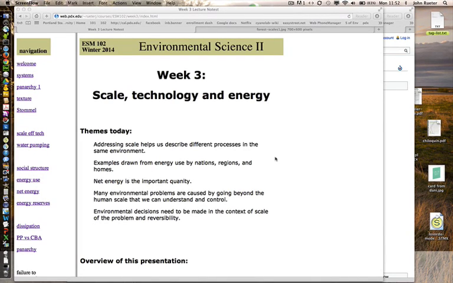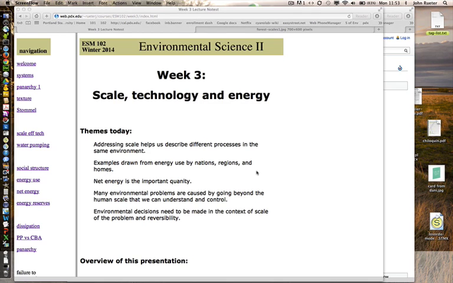Welcome to week 3, and this week we're going to talk about scale, technology, and energy. The themes for today are, and I want to emphasize these points, addressing the scale of an environmental issue will help us describe the different processes over a wide range of sizes and time scales. We're going to take some examples drawn from energy use by nations, regions, and homes to compare that.